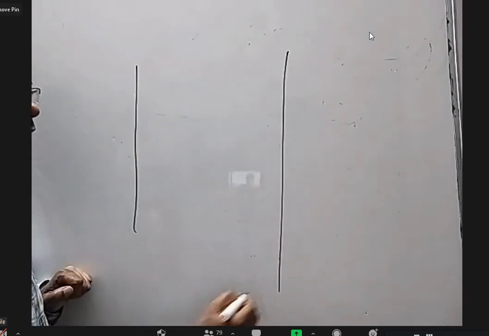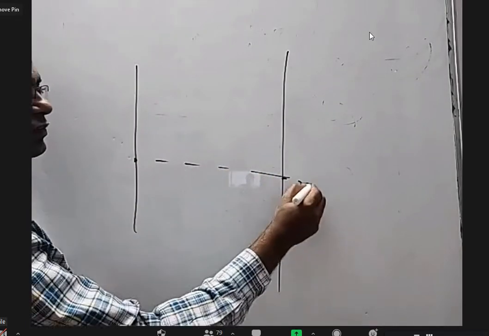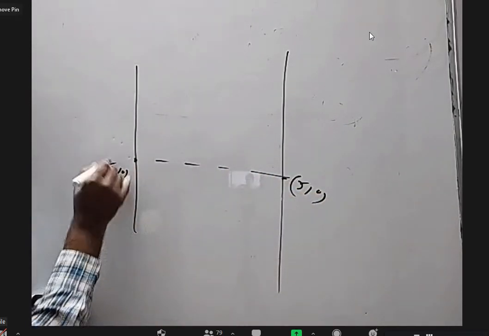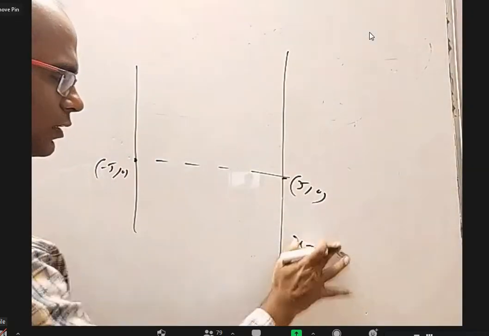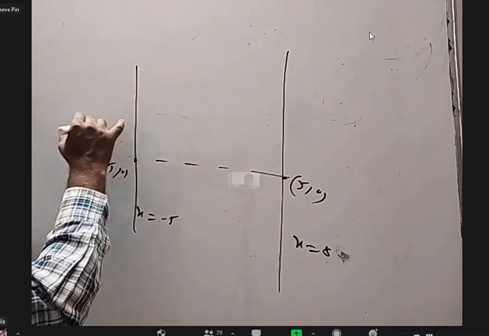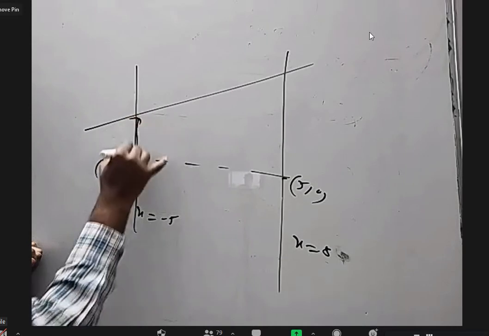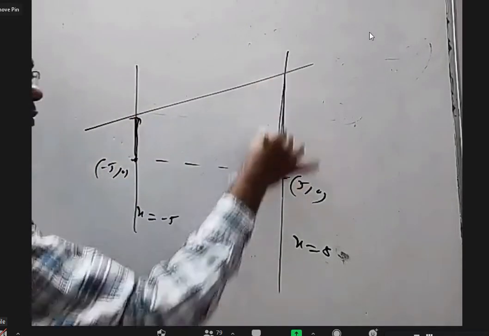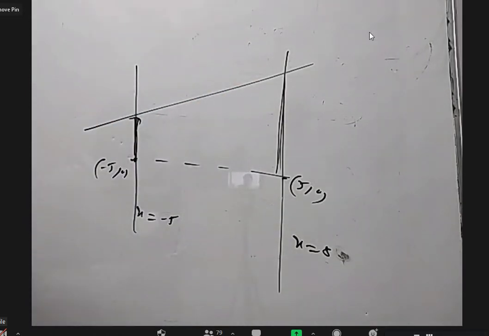Okay. Let me tell you the same thing another way. Let's say I have two fixed straight lines, parallel, and two fixed points which are perpendicular to that. Let's say this is 5 comma 0, this is minus 5 comma 0. This is x equal to 5 and this is x equal to minus 5. Let's say there is a line such that this height and this height, the product is constant. Then this line will always touch what?